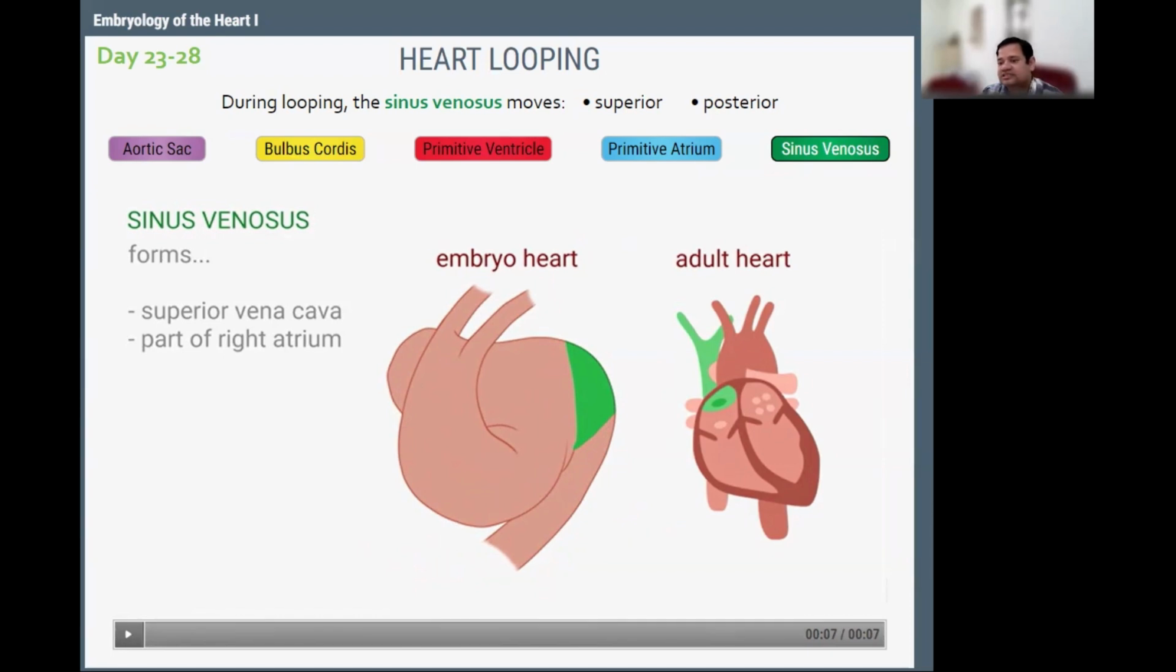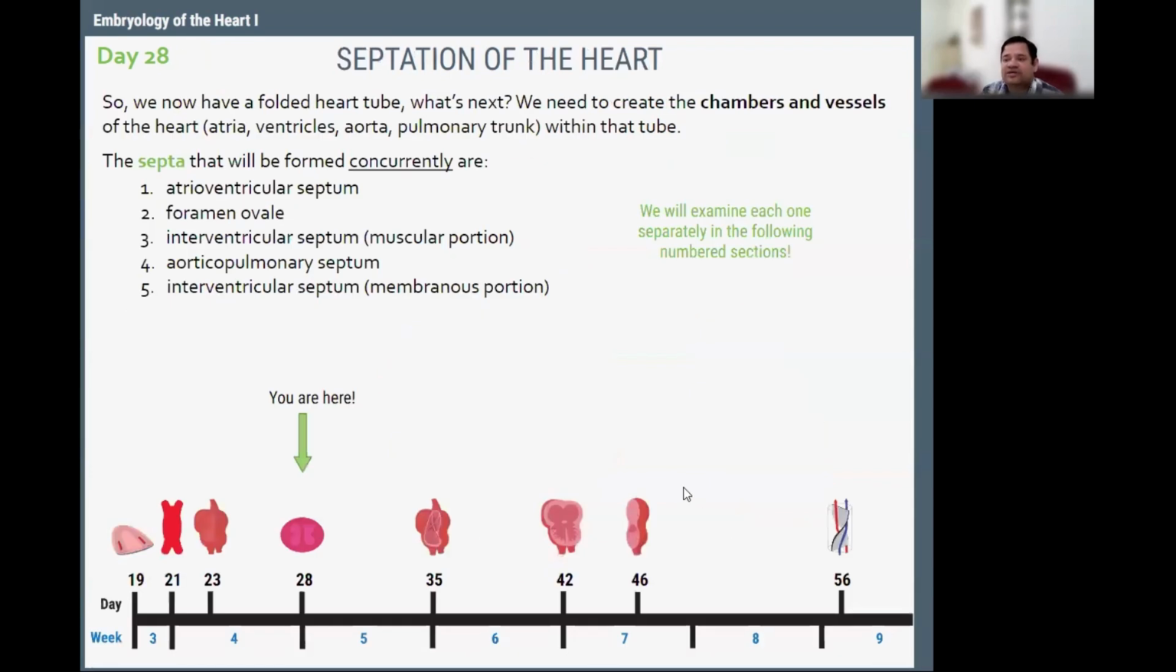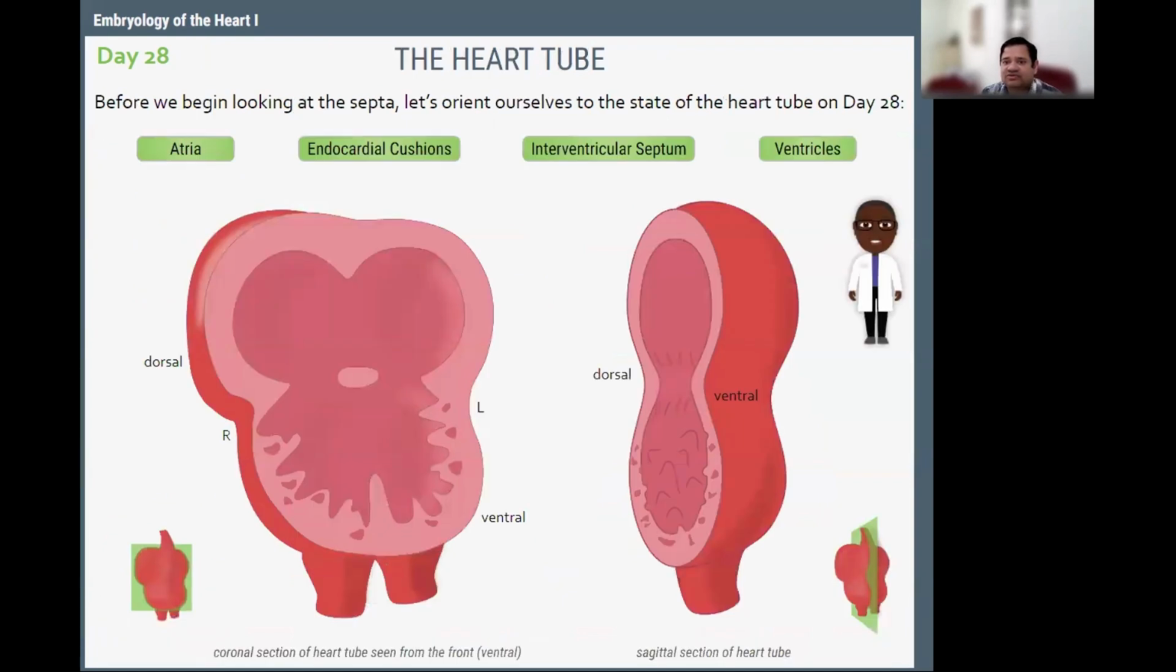Now we have to talk about the separations, the things which are differentiating the chambers. So we have to now form the septations, some septa. As you can understand, there will be the atrioventricular septum, foramen ovale, interventricular septum muscular part, aorticopulmonary septum, and interventricular septum membranous part. So these different types of septa are now going to start forming. One by one we will see. It will start actually on day 28, and this is a picture we have to see.